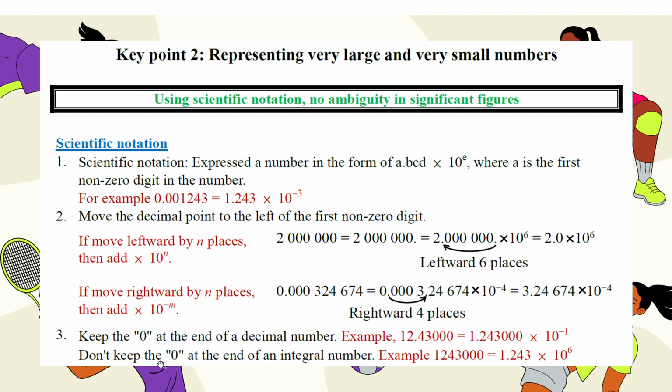And don't skip the 0 or have some room for discussion at the end of an integral number. 1243000. This 3, do you really measure it to this accuracy, or just measure to the accuracy of 1000? I don't know, so it's confusing. So I use the least accurate one. So 1.243 times 10 to the power 6.